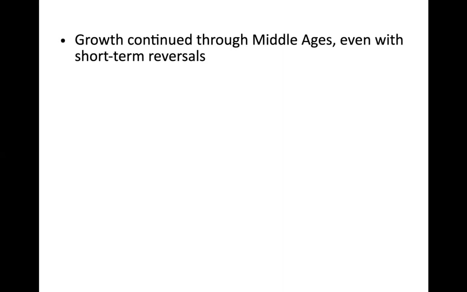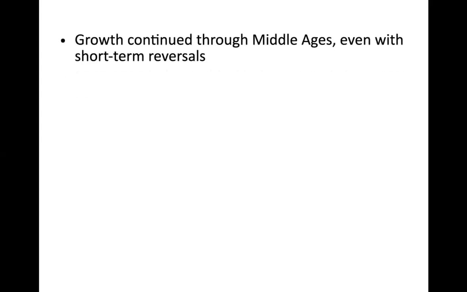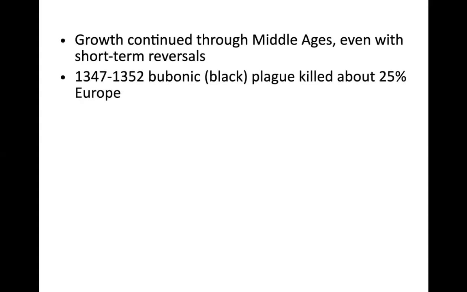So from the Agricultural Revolution, growth continued through the Middle Ages, even with short-term reversals. If I go here and we find the Middle Ages, you can see the growth is steadily climbing, but not totally out of control. And then you have the Middle Ages. After that, we have the modern age, which is just crazy time with, what do you call it? Population growth.